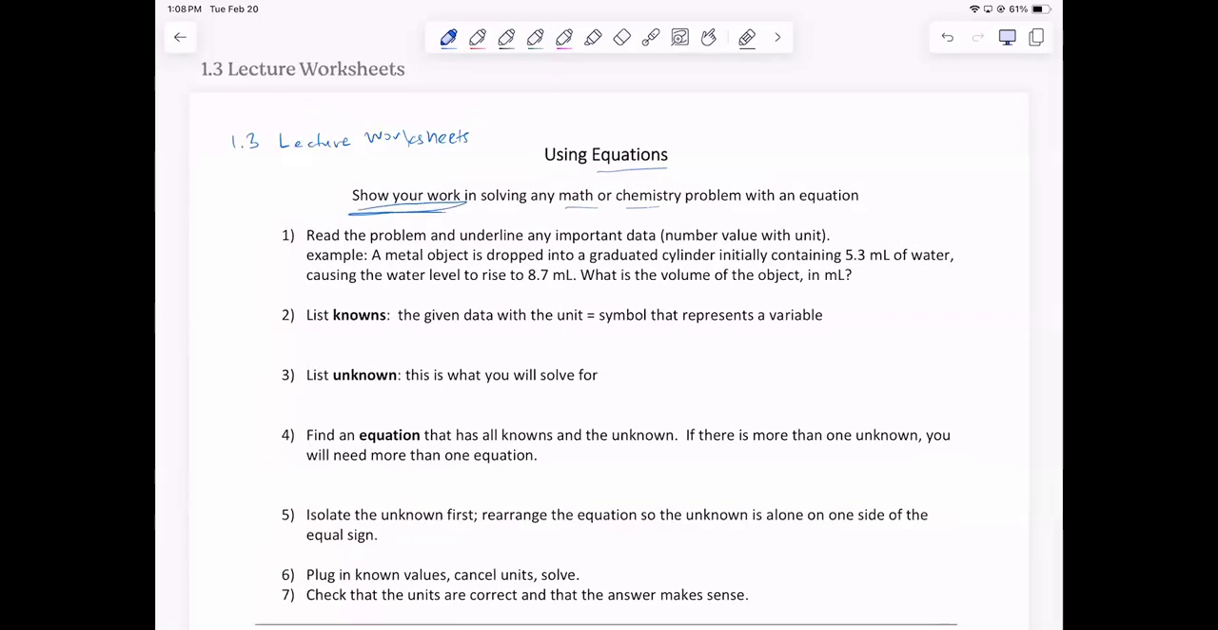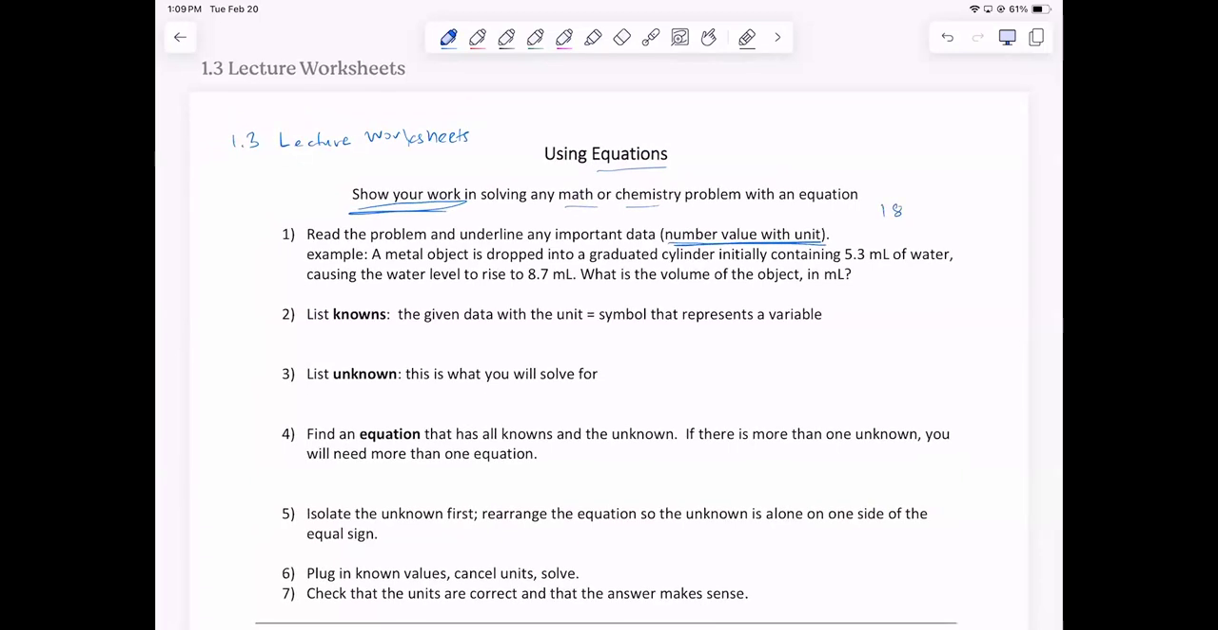And so this is not just true about these worksheets, but also when you need to show your work on a quiz or midterm or final. So you're reading the problem and you're underlining any important data, which is those number values. A number value always has to have a unit. The example of this is if you have the number 18, that number doesn't mean very much unless it has a unit afterwards, like 18 years old is a lot different than 18 cents. So the unit right after the number value is so important.